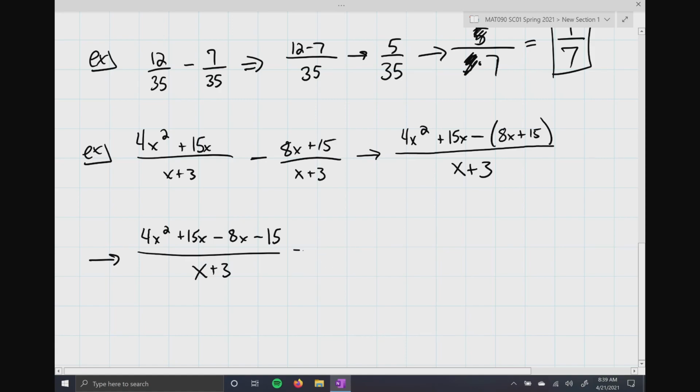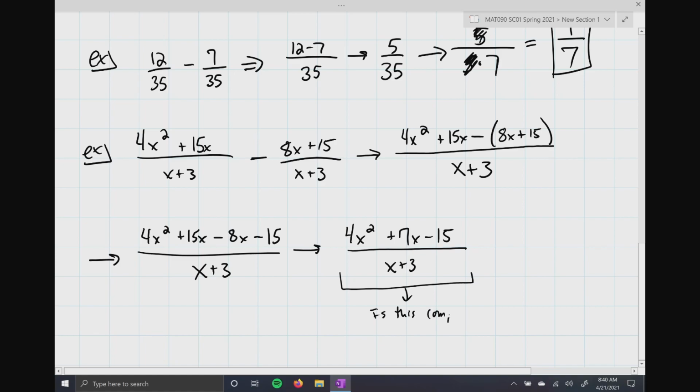Now I'm going to group like terms. 4x squared, let's see, 15 minus 8 is positive 7x, minus 15 all over x plus 3. So now I'm feeling good. It's like I subtract, distributed, group by like terms. But now I got to make sure: is this completely reduced? That's the question of the day.